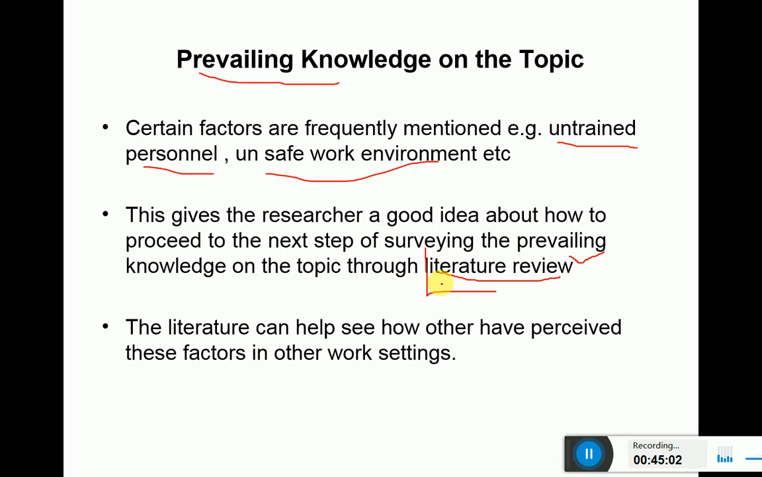Literature survey. Literature simply means knowledge, body of knowledge. Review means study. Study the body of knowledge. It means that according to our topic, whatever is done by the other people which is relevant to our problem, that is simply known as literature review.